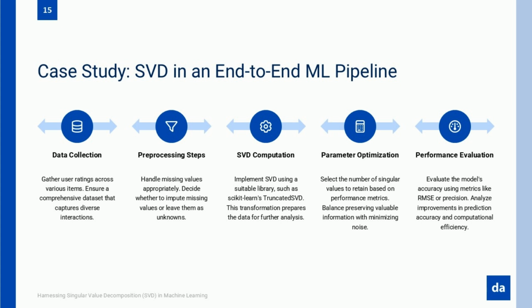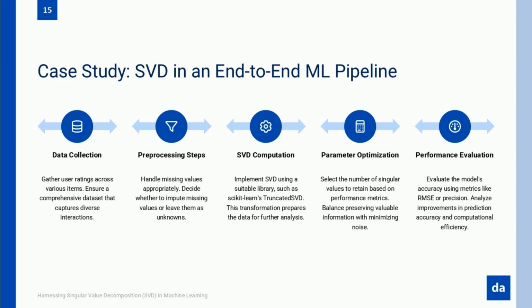The Netflix Prize competition presented unique challenges that mirror those in many modern machine learning applications. The user item matrix was extremely large, potentially containing hundreds of millions of entries, with most values missing. Engineers needed to transform this sparse, high-dimensional data into a form that could power accurate predictions while maintaining computational efficiency. Let's examine how SVD would be integrated into such a complete machine learning pipeline.